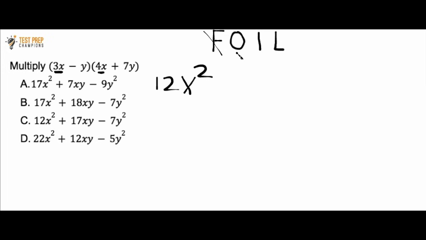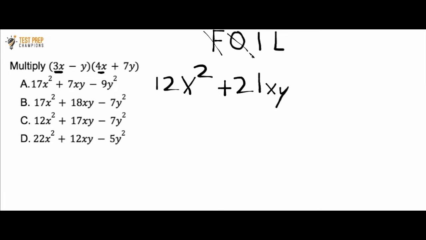So now we want to do the outer. So for the outer, I want to start with this 3x here. And I'm going to go over here and I'm going to do 3x times 7y. So what is 3 times 7? Well, 3 times 7 is 21. And what is x times y? Well, x times y is best left as just x times y. So that takes care of my outer.